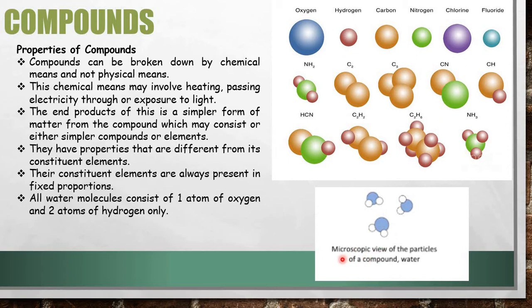Microscopic, which means a very small view of the particles of a compound, water. The bigger one here is oxygen. The smaller white circle is hydrogen. Here is H2, which means you have 2 hydrogen atoms, 1 and 2. O, the bigger one, is oxygen.